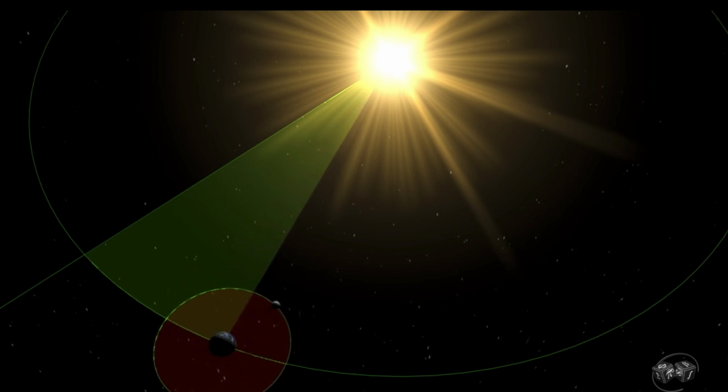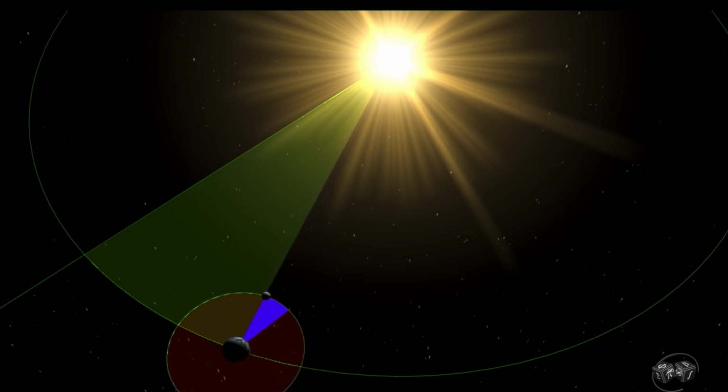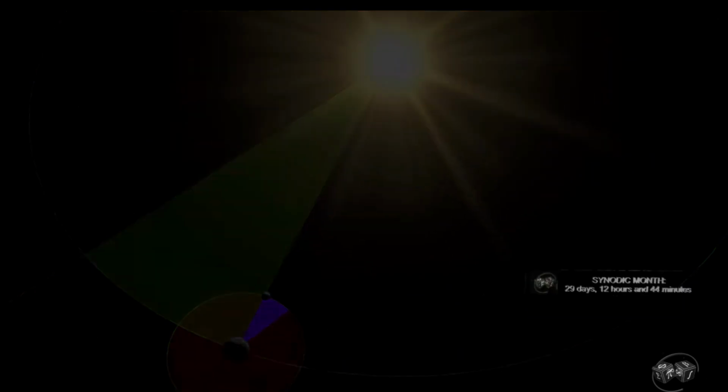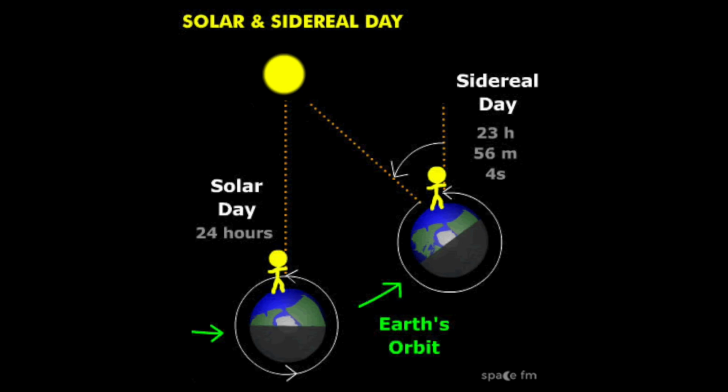Okay? But one solar or synodic day is 4 minutes longer, that's 24 hours. So the synodic day, 24 hours, the sidereal day, 23 hours and 56 minutes.